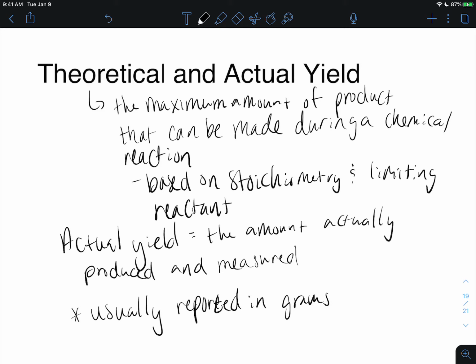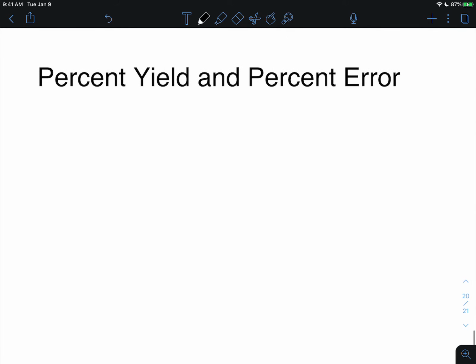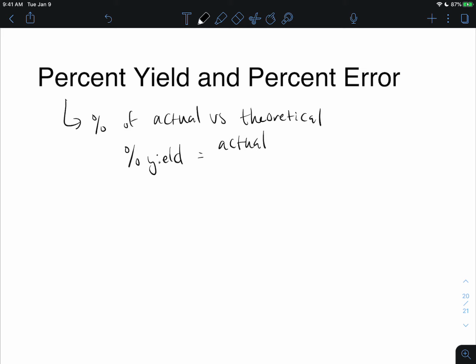Not in moles. That doesn't mean that it can't be given in moles, but it's usually not. Let's look at something called percent yield and percent error. Our percent yield is the ratio of the amount that we actually obtained versus what could have been obtained. So percent of actual versus theoretical. Our percent yield will be equal to our actual yield divided by our theoretical yield times 100%.